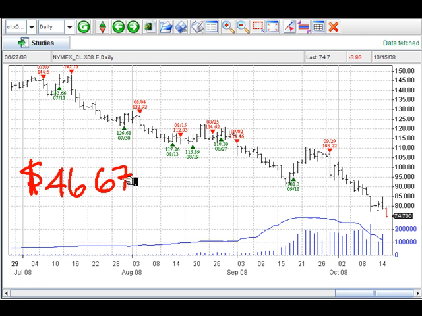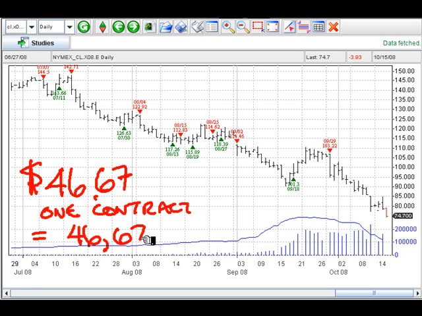$46.67. Now in terms of one contract, that equates to $46,670 profit on an investment of less than $10,000. So I think you have to say this is a pretty good way to trade crude oil. And it's not over yet.